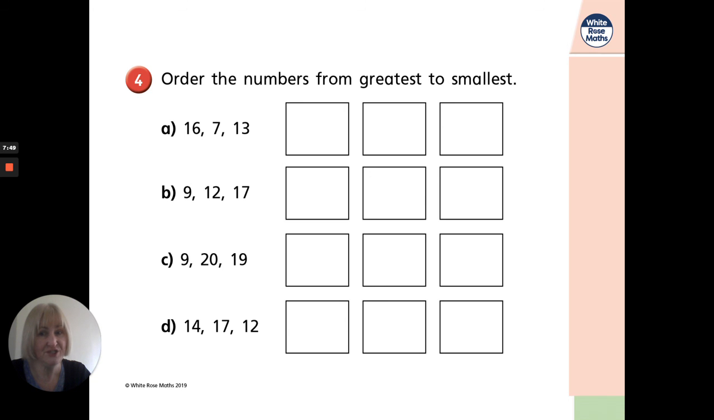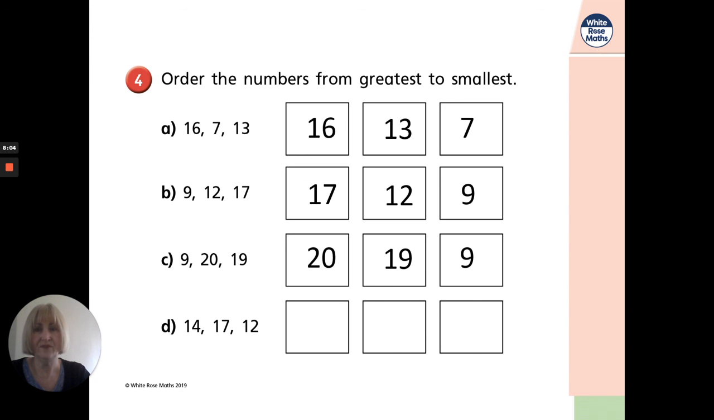Okay, how did you do? Let's take a look. 16, 13, 7. Yeah, they're getting smaller. 17, 12 and 9. 20, 19 and 9. And the last one, 17, 14 and 12.